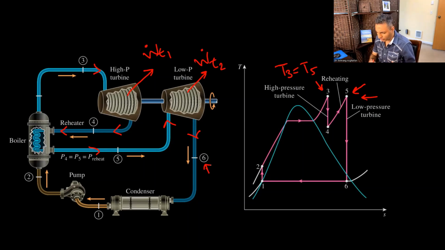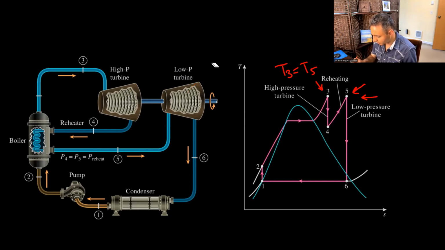So now let's go over the cycle very quickly, and then we're going to look at that example. Let me just get rid of these and start over. Let's start with state 1.